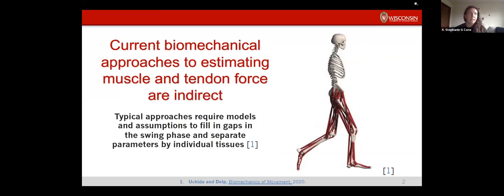So to jump into things, current biomechanical approaches for estimating both muscle and tendon force and loading during walking, running, and other activities are limited by the fact that they're typically very indirect. Generally our approaches require models so that we can make assumptions and fill in gaps, either in the swing phase or when it comes to separating out parameters for these biomechanical studies by individual tissues instead of looking at total joints or ground reaction forces.